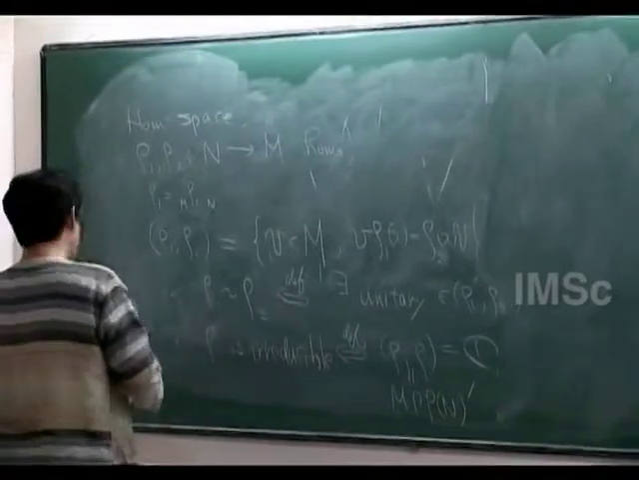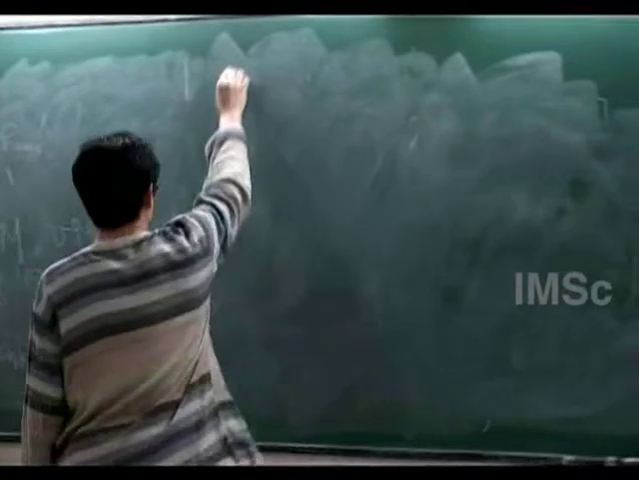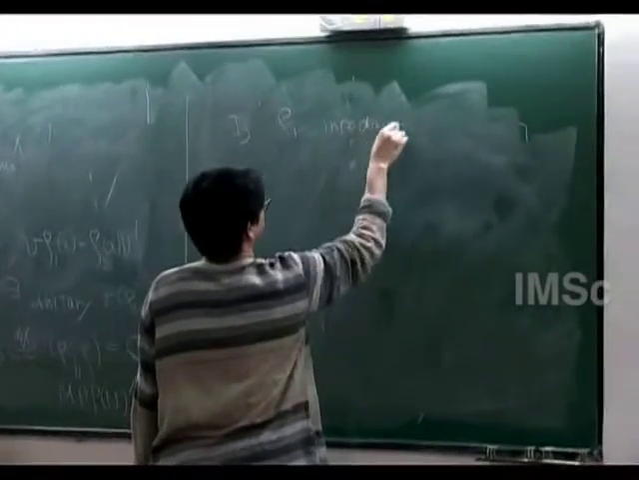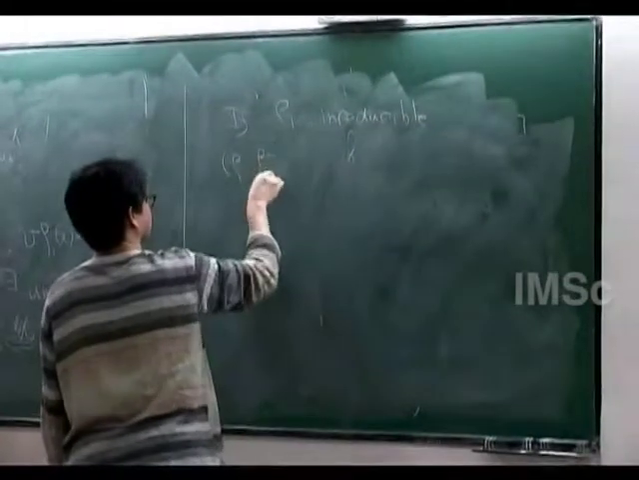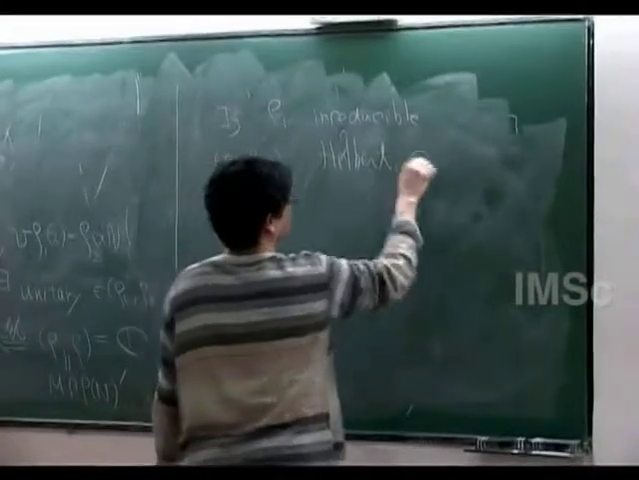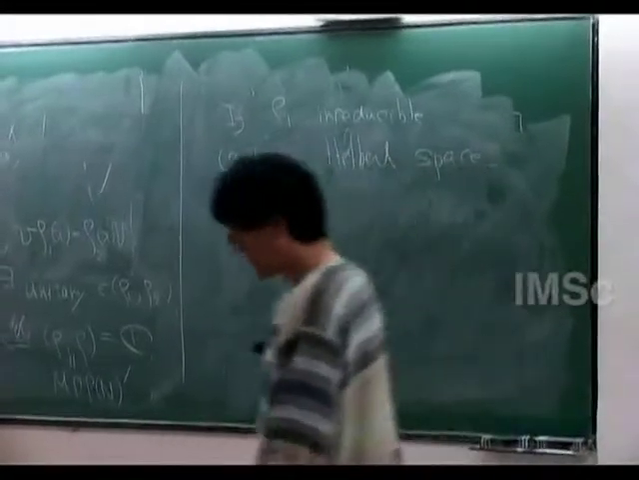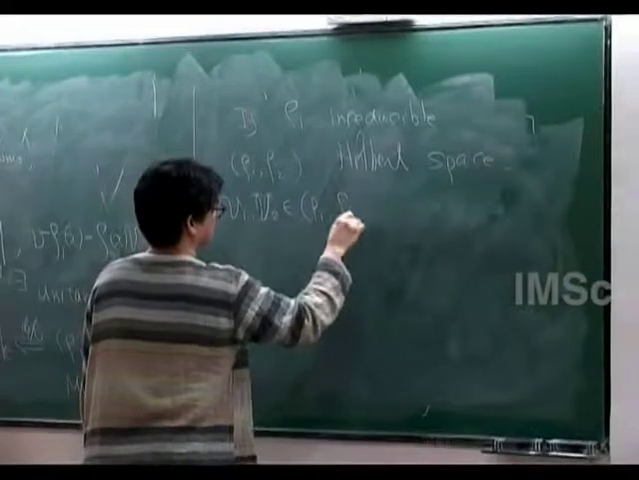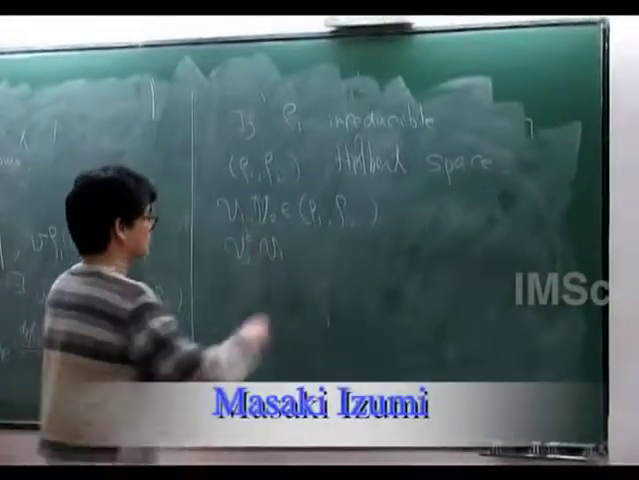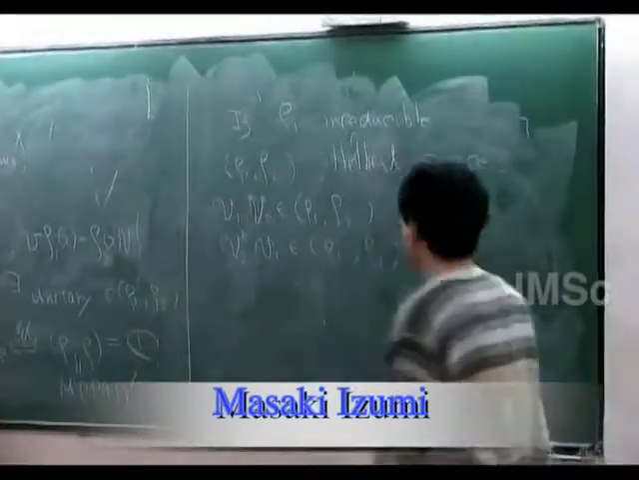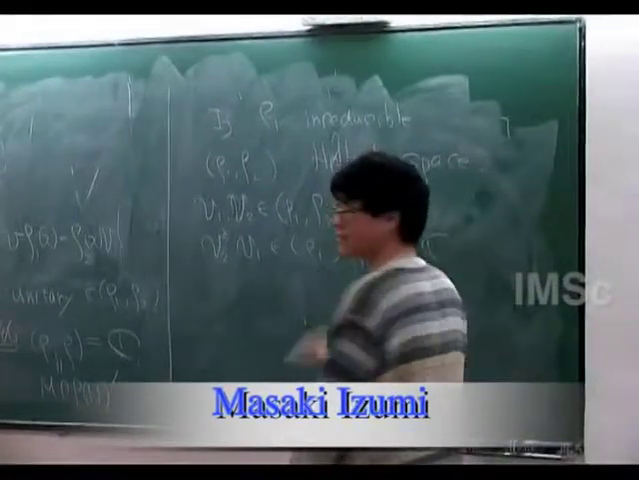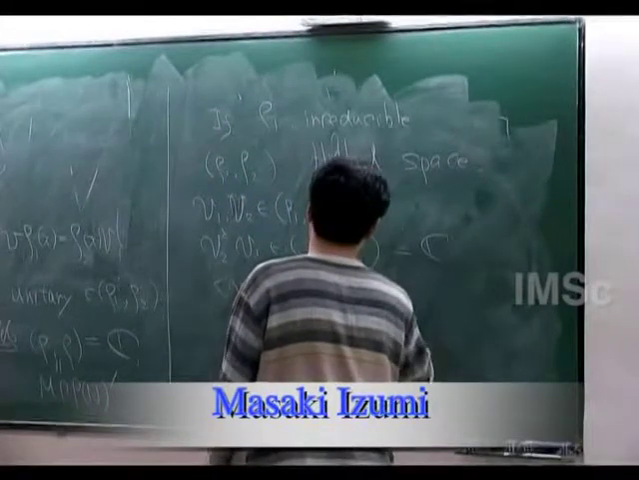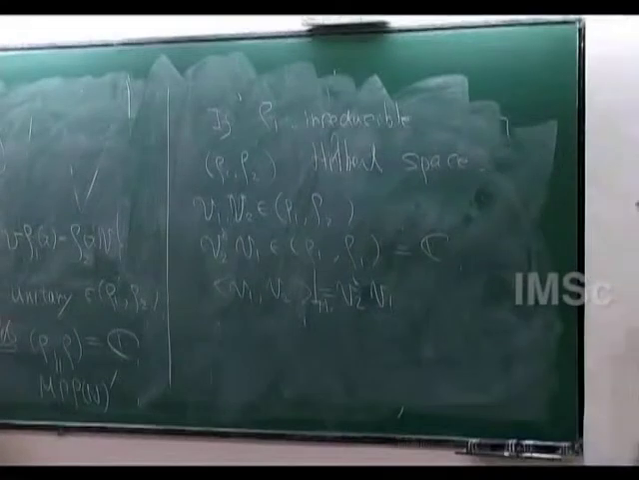So what next? Well, this is a very nice C-star category, and especially if rho 1 is irreducible, then this home space is naturally a Hilbert space by the following inner product. If V1 and V2 are in this home space, then this product belongs to the self-intertwined space of rho 1, and by definition, this is the complex numbers. So you get a scalar here, and you can introduce an inner product by this formula. So it's a Hilbert space, naturally.